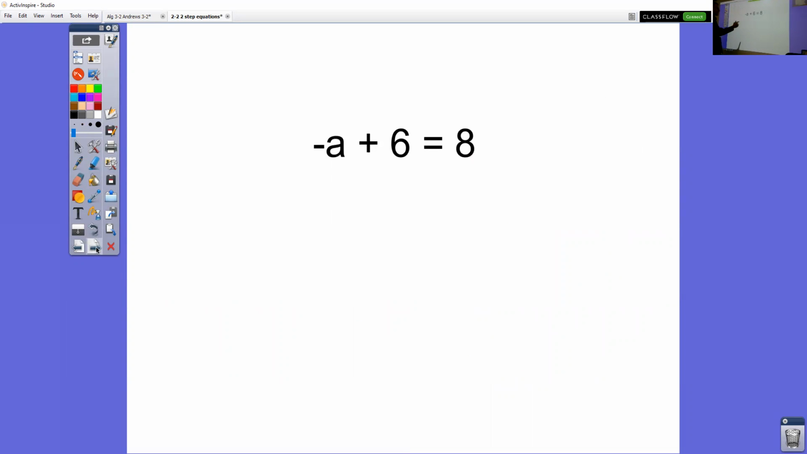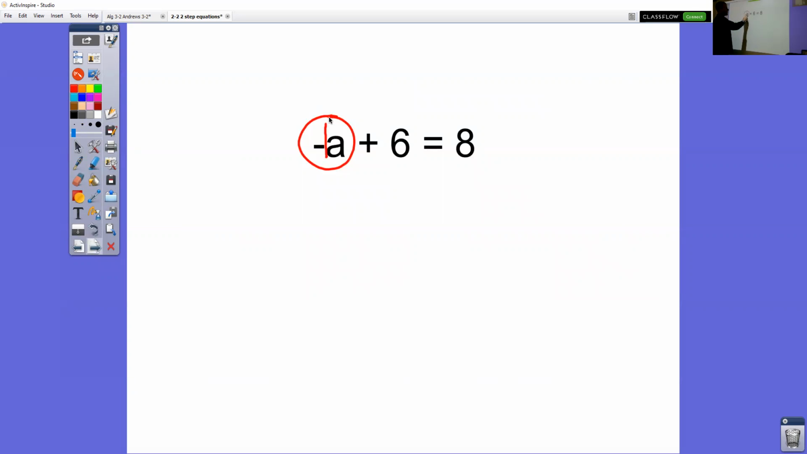One of the ways that they're going to try and trick you is by giving you the letter all by itself. Here's an A that's all by itself. Anytime that you have a letter that's all by itself, there's really a 1 in front of it. So this is really negative 1A. We want to try and get this negative 1A all by itself.